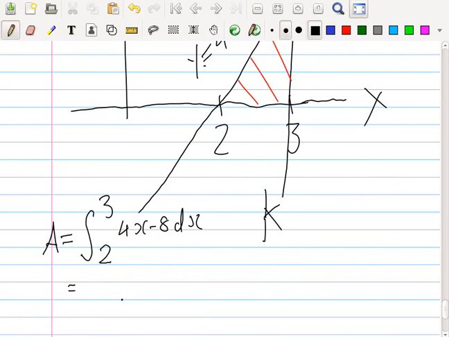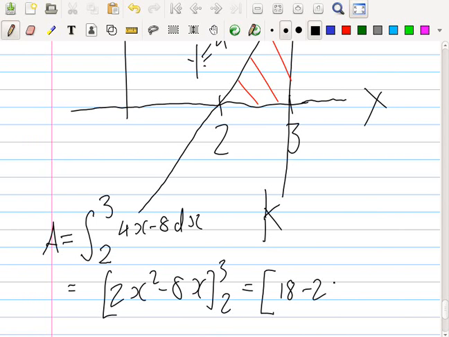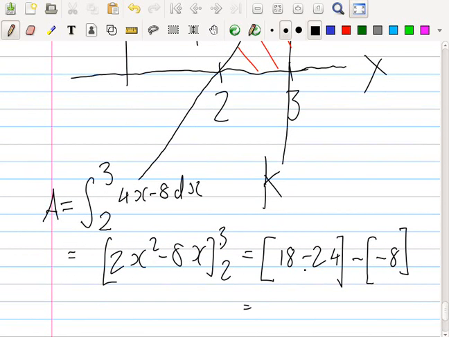Alright, so that would equal 2x squared minus 8x, from 2 to 3, which would equal 18 minus 24, is that right? 3 squared is 9, 9 times 2, 18. Yes, and then minus, put in the 2. 2 squared is 4, times 2 is 8. 8 minus 16. So 18 minus 24 is minus 6, minus minus 8, so that's 2, the answer.